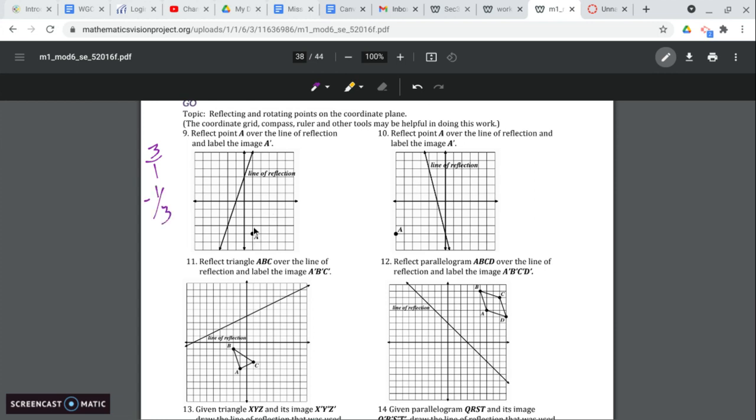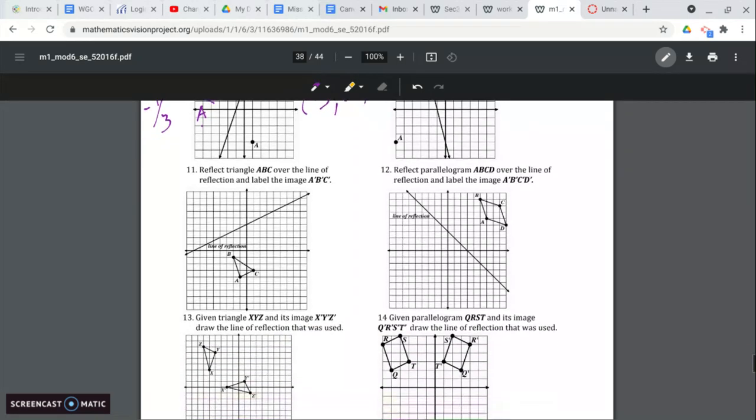So we're already going down. So we go up 1 and to the left 3. 1, 2, 3. We got to the line. So we go up 1 and to the left 3 more. And so right there is going to be our A prime. It's going to have the coordinate of -5, -2. So that's what you guys are looking at here.